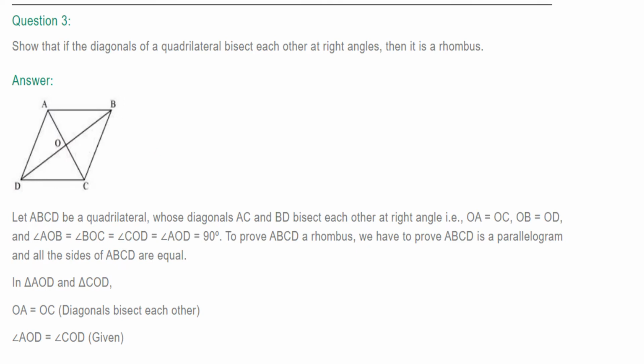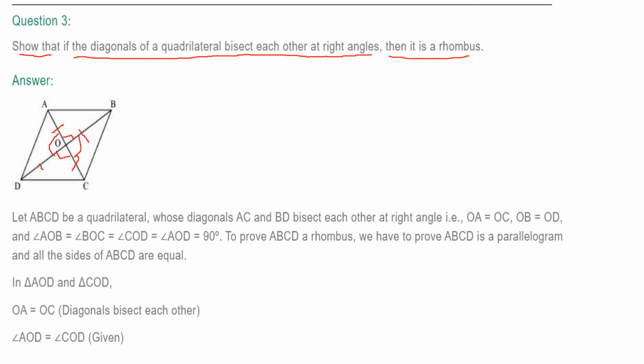Now, question number 3. I'm going to explain it to you. Show that if diagonals of a quadrilateral bisect each other at right angle, then it is a rhombus. Okay. One quadrilateral is given to you. Diagonals bisect. Bisect means AO equal to OC. It is given. DO equal to OB. It is given. And at right angle. Right angle means this angle is 90. This angle is 90. This one is also 90. All the angles at the center are of 90 degrees.